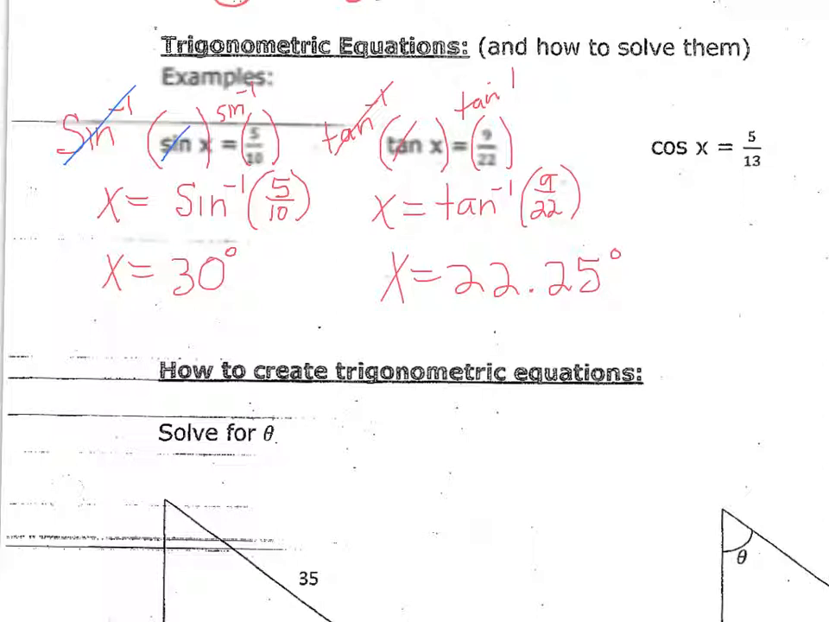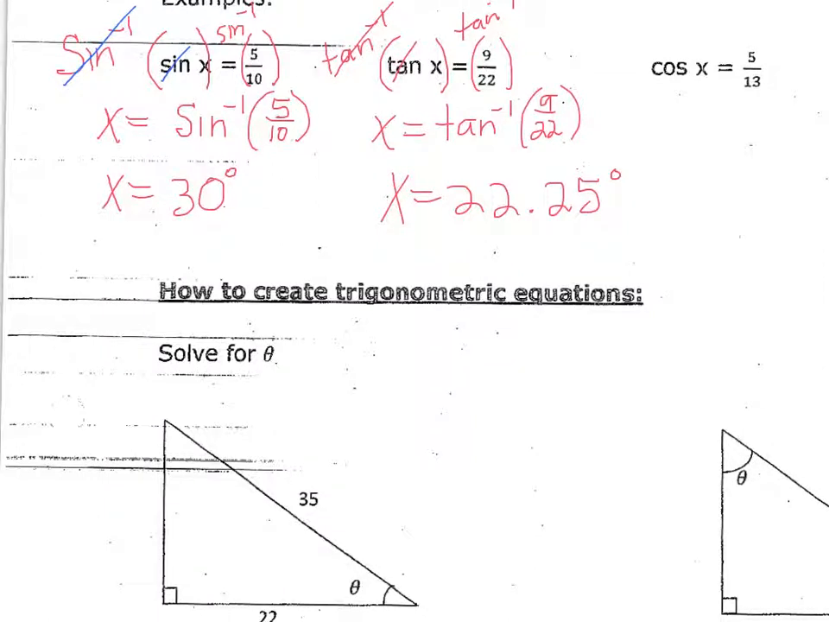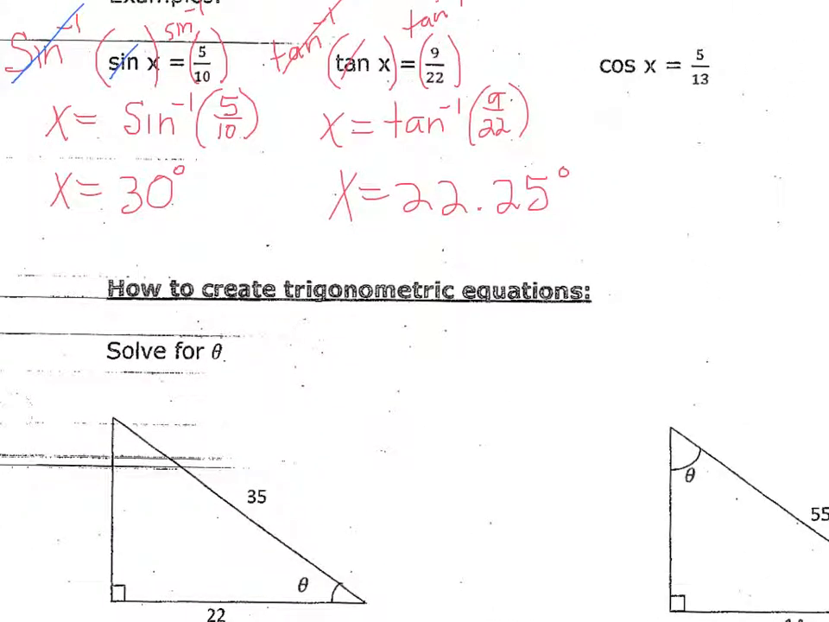Once you get the degree symbol, it's important because that's how you're saying this is the measurement of the angle in degrees. Now let's move on down to the picture. And then what was the answer for the last one you did? 22.25? Yeah, 22.25.